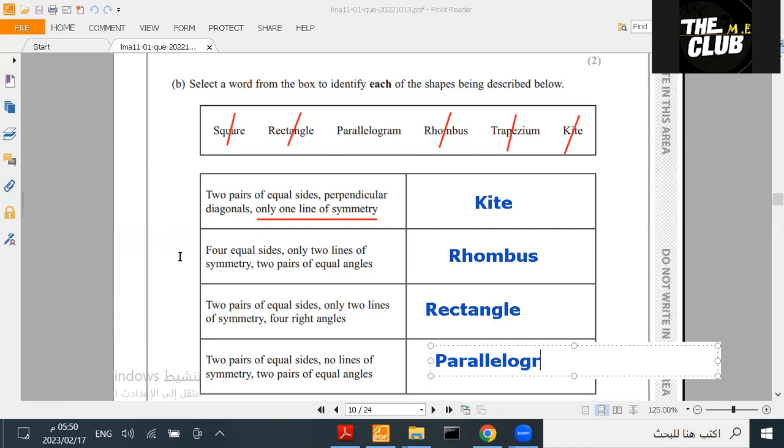That's the idea of answering this question. I hope you understood. The kite has only 1 line of symmetry. The rhombus has 2 pairs of equal angles and only 2 lines of symmetry, and the 4 sides are equal. If all angles were equal as well, it would be a square, but because only 2 pairs of angles are equal, it's a rhombus. Rectangle has 4 right angles and 2 pairs of equal sides. Parallelogram has 2 pairs of equal angles and 2 pairs of equal sides, with no lines of symmetry. That's it for this question. Let's move on to the other one.